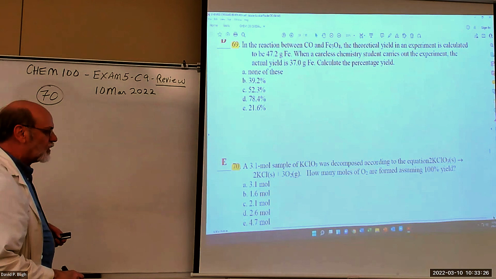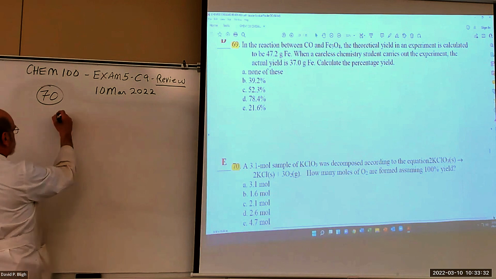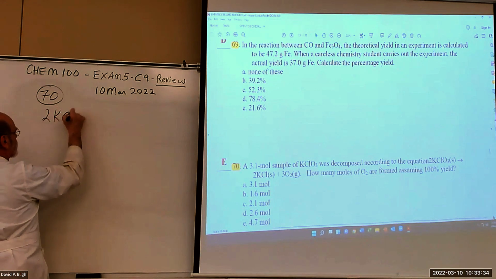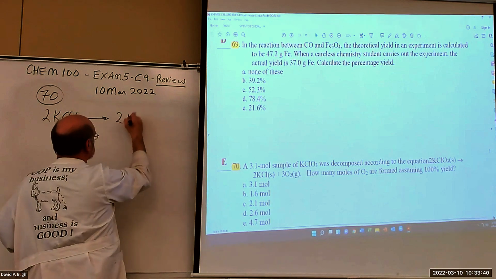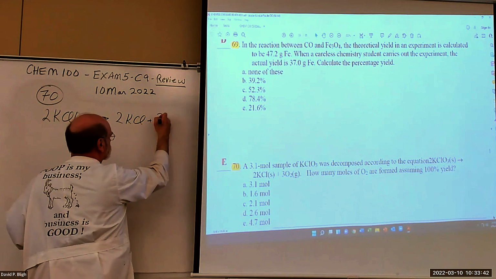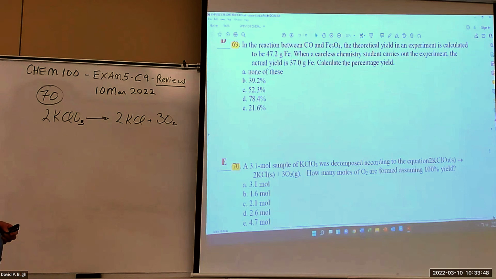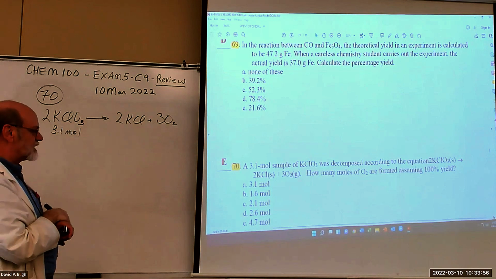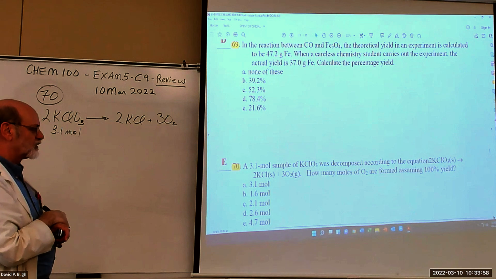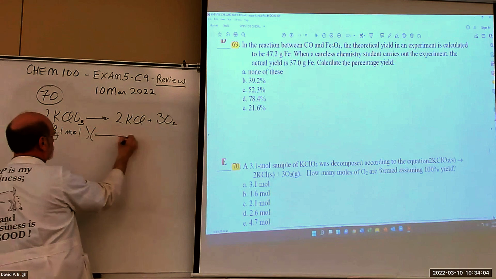Okay, so we've got this equation, 2KClO3 yields 2KCl plus 3O2. And how many moles of oxygen form? 3.1 moles of this one, right? Is decomposed. How many moles of O2 are formed? Assuming 100%. Oh, this is a simple conversion.